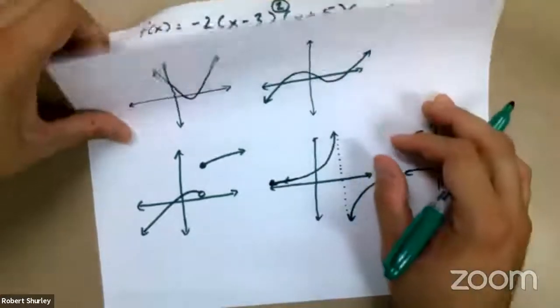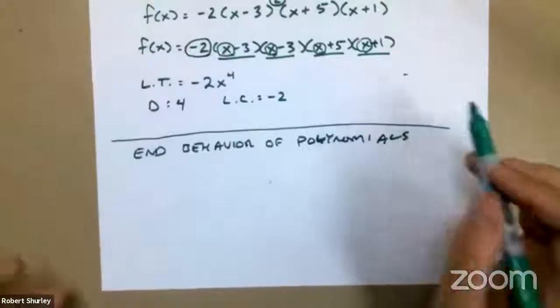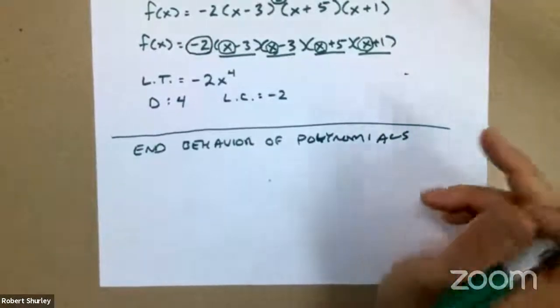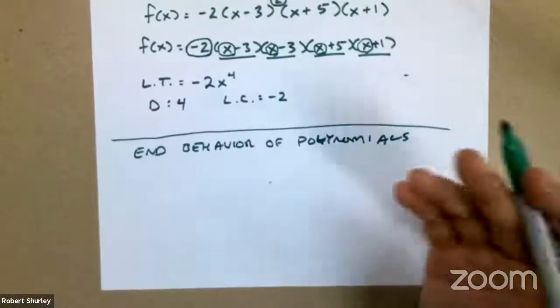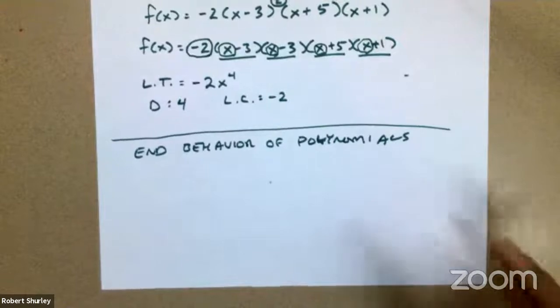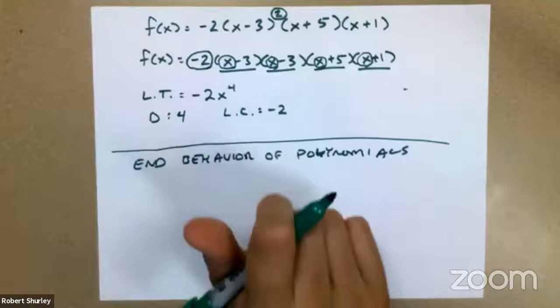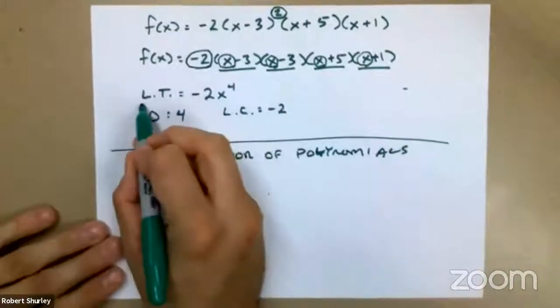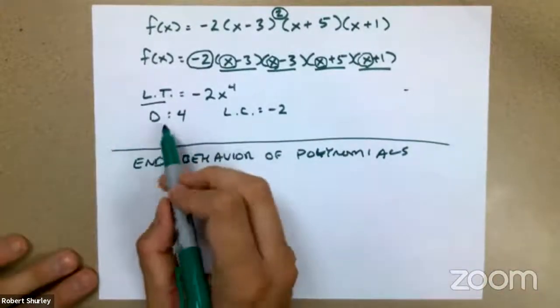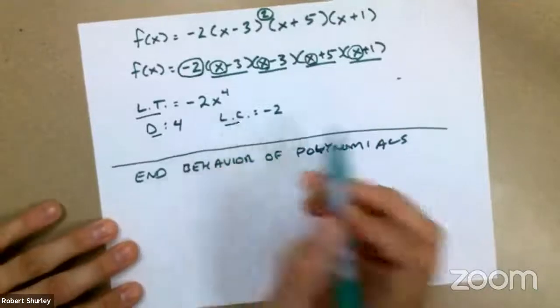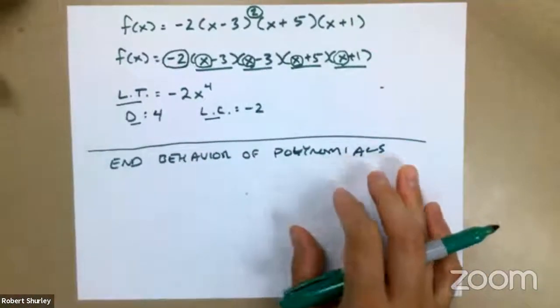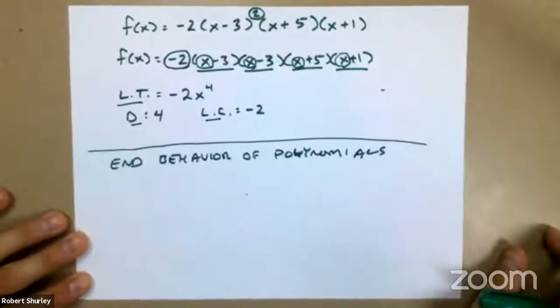And it turns out the degree and the leading coefficient tell us how the graph ends. So we don't have to graph it per se to know. We can just determine this from the leading term. It's actually going to come from the degree and the leading coefficient. So let's see how that works. I'm going to do this one based off examples.